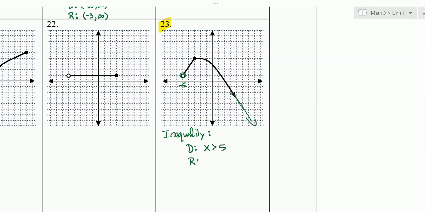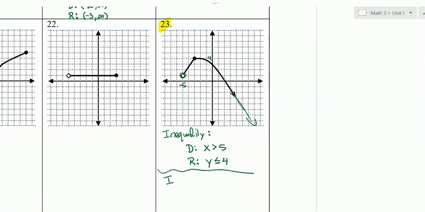For the range, what's the lowest? As far low as we want, so -infinity. What's the highest? Well, the highest looks like it's at 1, 2, 3, 4. And notice it's colored in, so it actually hits 4. So all y values lower than or equal to 4.